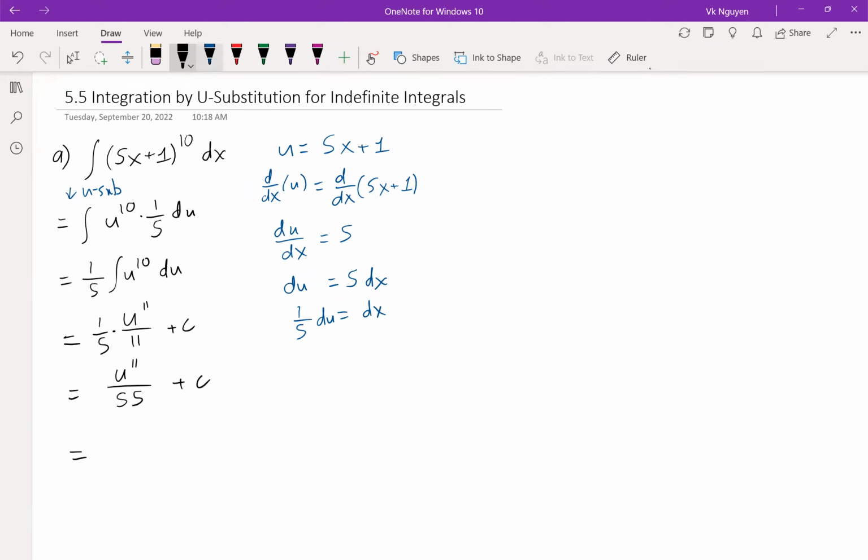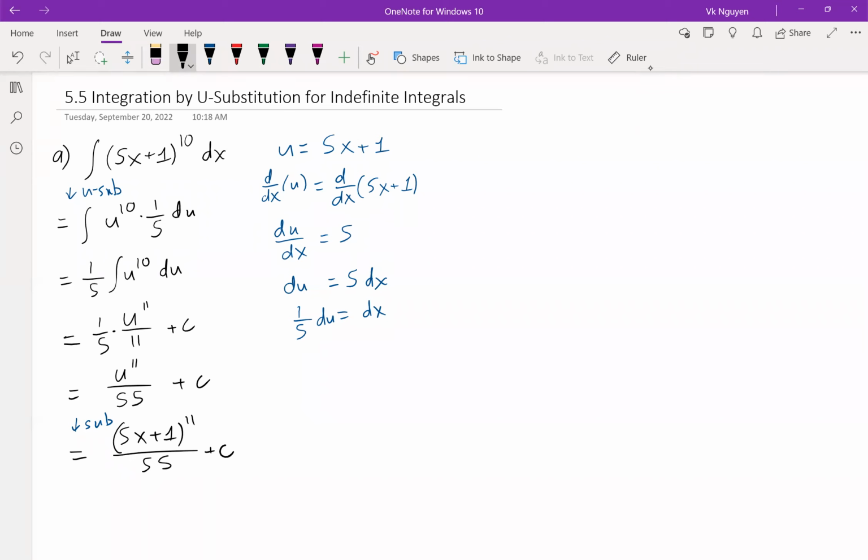And now we just do another sub, right? Sub for u. So we have (5x plus 1) to the power 11 over 55 plus c. And that is it. Pretty slick, huh? Well, if you take a look at the u-sub, next time you just have to remember that we are taking the derivative with respect to x on both sides. So you can just write du equal to 5 times dx. It is a little bit faster.